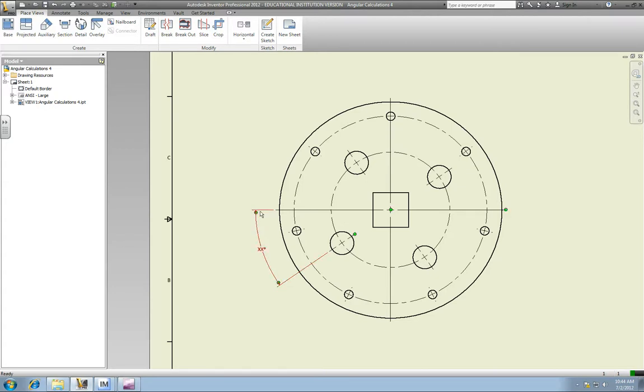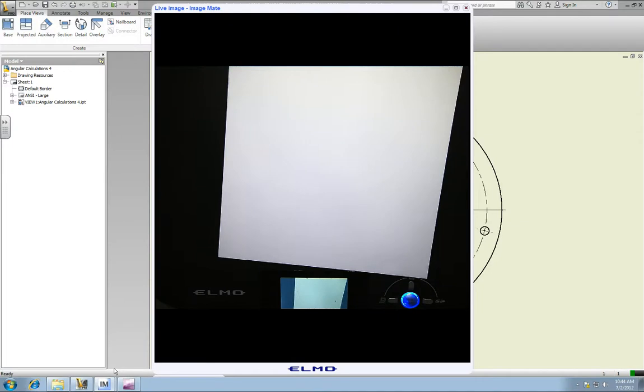But they give us this dimension, and they actually want us to calculate the angular dimension between the vertical axis and this axis that runs through that hole. Okay, so let me go over to my live view here, and I just want to point out a couple of things.